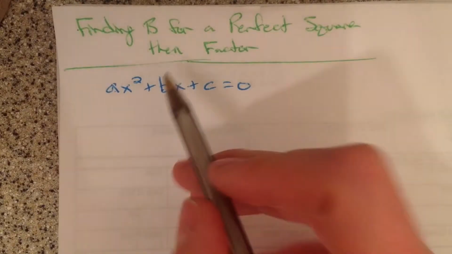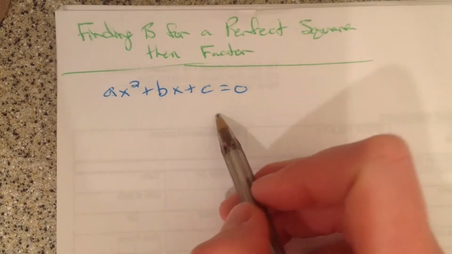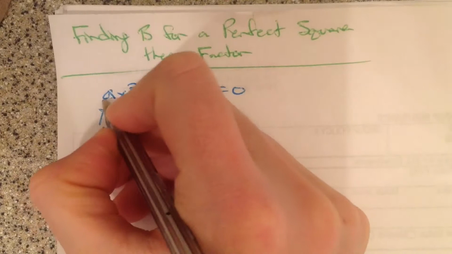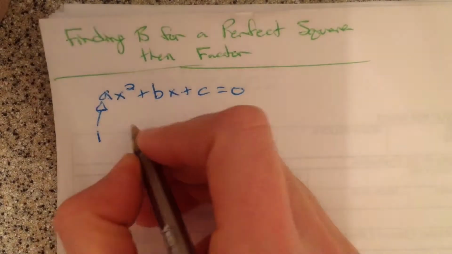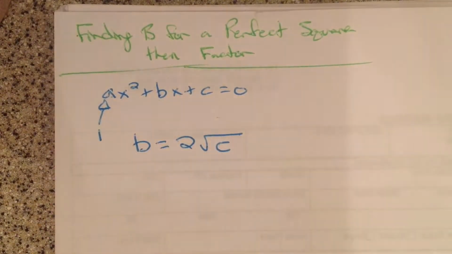So we're literally saying in this video we're going to find the middle term so that we create a perfect square given A and C. Key thing to note again is A needs to be 1. This number needs to be a 1. If it is anything else, just like in the finding the C video, we factor it out, no matter what it is. So, the way we find B is 2 square roots of C.